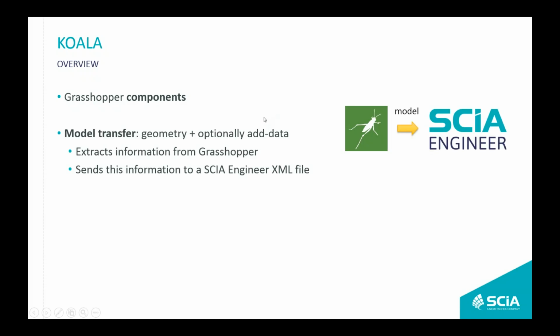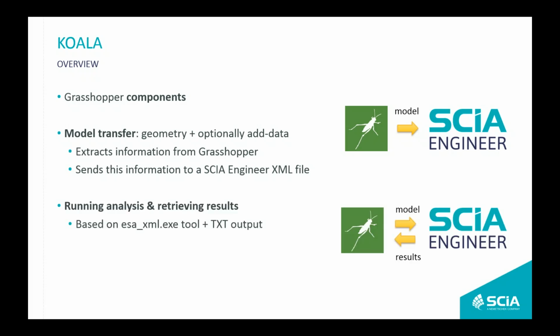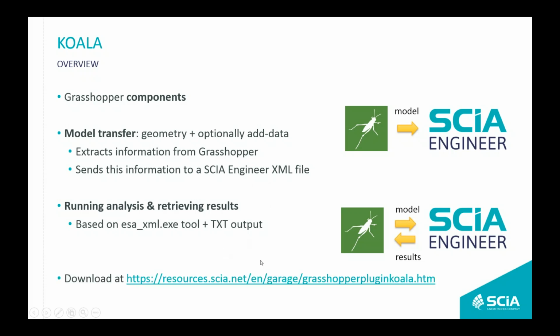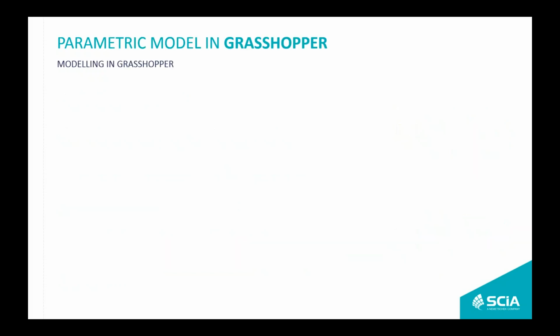Let's have a look at what Koala is. So I mentioned Koala is a set of Grasshopper components that allows transfer of the model geometry from Grasshopper or Rhino to SCIA Engineer through XML file, and it can also run SCIA Engineer analysis in the background and output results that can be further used back in Grasshopper. You can download it at the SCIA garage, or you can just type in Google Koala SCIA, and the first result will be the one to go for.